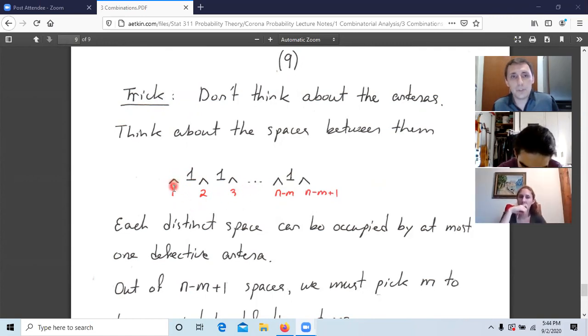And what should I say about these spaces? Obviously, you just have one more space because we begin counting from before and we end just after the last antenna. Now, each space can be occupied by at most one defective antenna. So the problem reduces to picking. How many spaces do you think we need to pick from them? Each space potentially can be occupied by only one defective antenna. So we have n minus m plus 1, choose what?